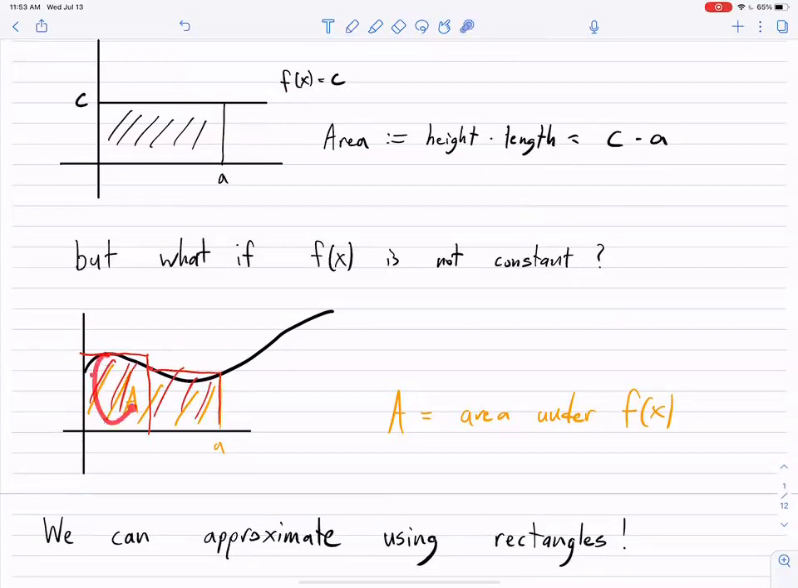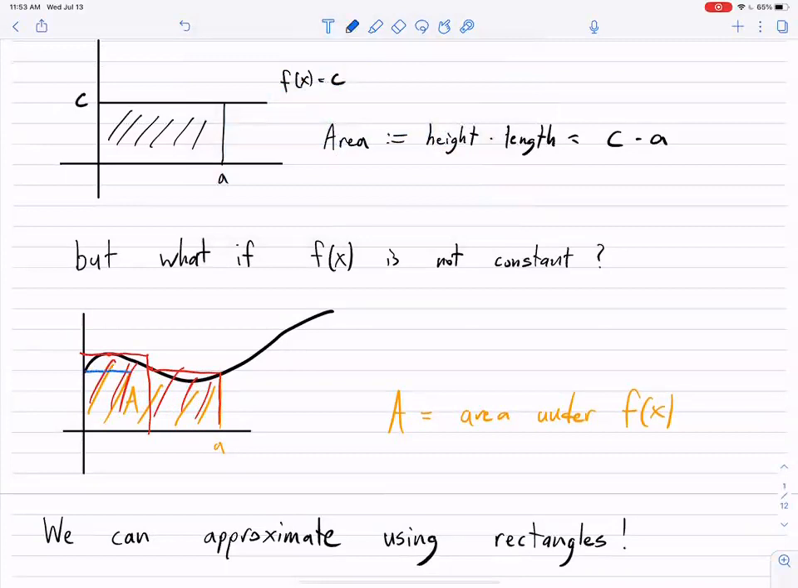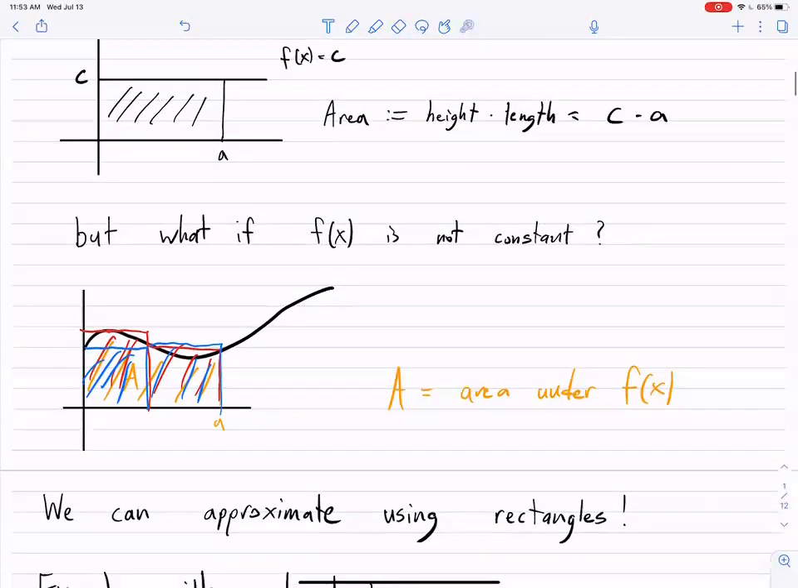Then I could approximate what the area of those two rectangles is, and that would approximate it. Or maybe, using blue, I could use that height and do that rectangle, and that height and do that rectangle, and that would be another way. The idea is that we can approximate the area under the curve using rectangles.